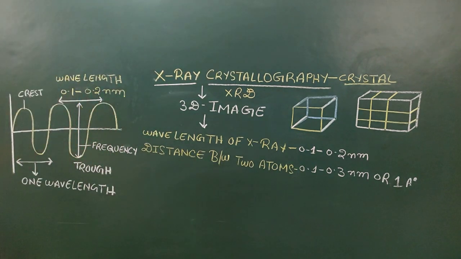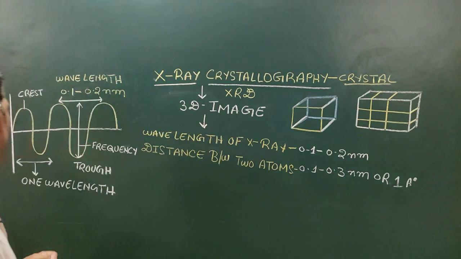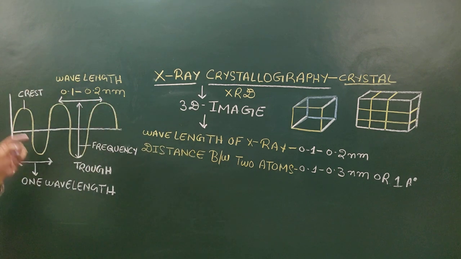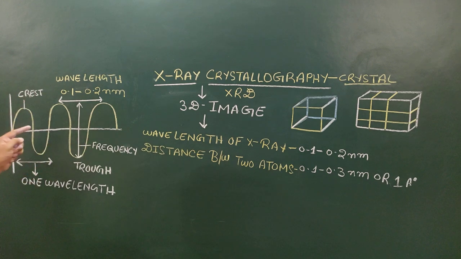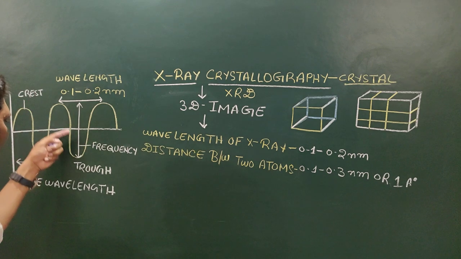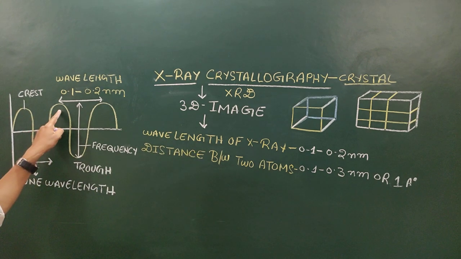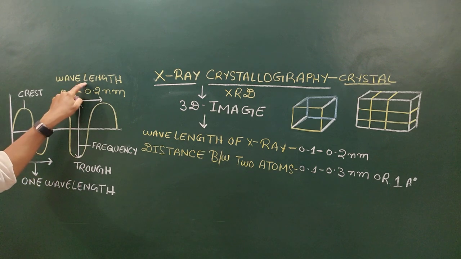Let's understand this. Students, you know that X-ray is an electromagnetic wave, okay? Students, generally, X-ray is propagated in this manner, okay? It has one peak in the upward direction and another peak in the downward direction, okay? So the peak which is present in the upward direction is known as crest, and the peak which is present in the downward direction is known as trough, okay? So the distance between two peaks, it means the distance between two crests or the distance between two troughs, is known as wavelength.